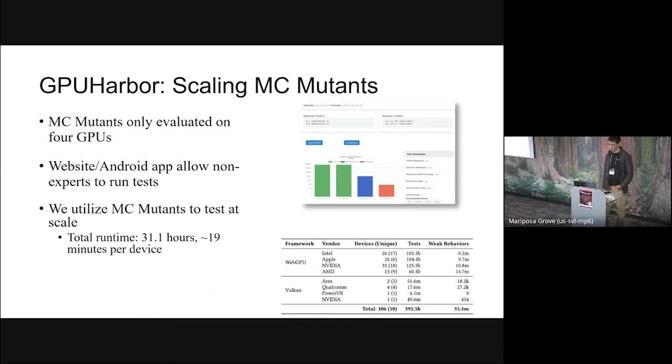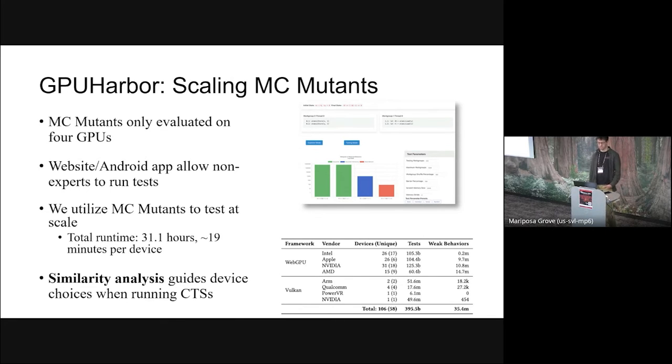Most of them are WebGPU, which is a variety of backends, whether that's Metal or Direct3D or Vulkan. Some of those are Linux Vulkan backends. And then we also tested 8 Android devices using our Android app. So overall, we got results from a lot of different vendors and a lot of different GPUs. An interesting stat there is we ran almost 400 billion iterations of our tests for a total runtime of around 31 hours, which is actually not that high if you look at previous papers on memory model testing.